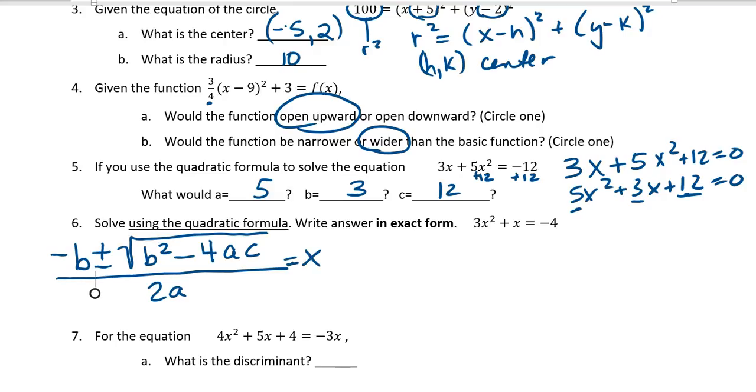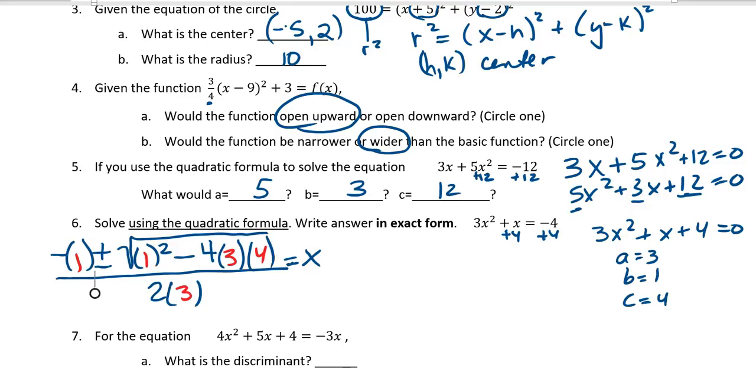Now, we have this written. We have to make sure we plug in A, B, and C correctly. We just did it, so let's make sure we do the same thing. I'm going to add 4 to both sides, and I'm going to get 3x squared plus x plus 4 is equal to 0. So A is 3, B is 1, and C is 4. I'm going to replace them in my quadratic formula. Notice, I always put little parentheses when I'm evaluating for A, B, and C, because if not, I screw up the negatives and positives. So try that as a tip.